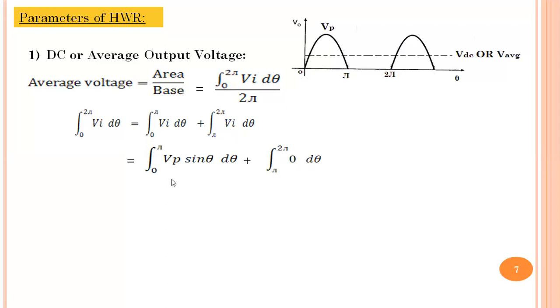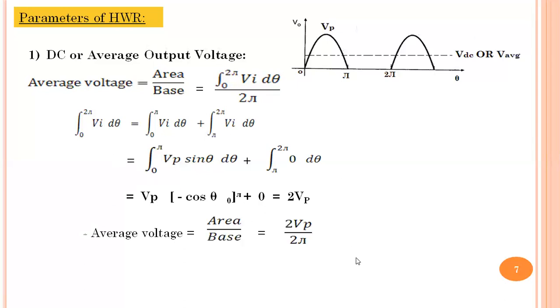If we solve these two integrals, we'll get the second as only 0 and the first can be simplified. V peak is the peak voltage constant. You can take it outside of the integral. Then the integration of sine theta is minus cos theta, with the lower and upper values 0 and pi. Put their values in and if you solve them, it comes to 2. So 2 multiplied by V suffix P is the result of this integration. Put this value in the equation of average voltage, that is, the area is 2 V peak and the base is 2 pi. 2 will get cancelled away.